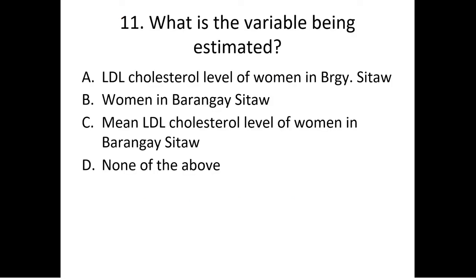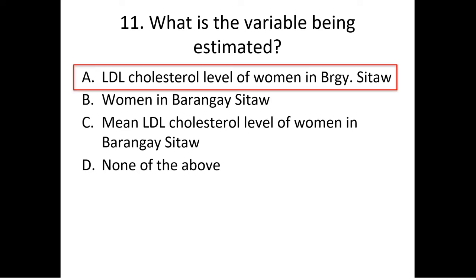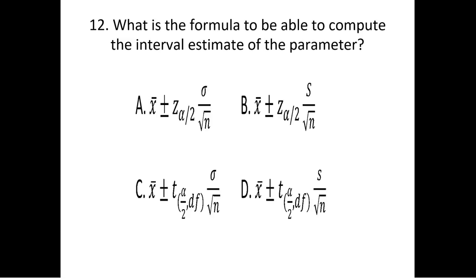The first question is, what is the variable being estimated? Contrasting this from a previous question, what is the parameter being estimated? Of course, when you're being asked what the variable is, the parameter should not be inside the statement. In this case, that is letter A. LDL cholesterol level of women in Barangay Sitaw. If you answer D, that's not the variable of interest. That is the parameter of interest. B is your population, so it's definitely not the answer.